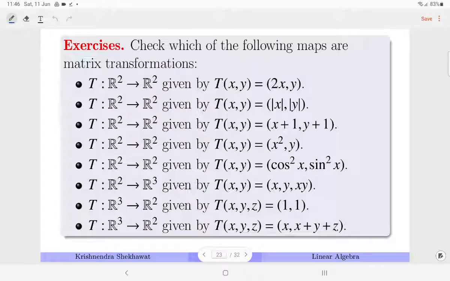Now if you see the following exercises, you will observe that it is not straightforward to check whether the following transformations are matrix transformations or not, and therefore we need a more refined method to check if the transformation is a matrix transformation.